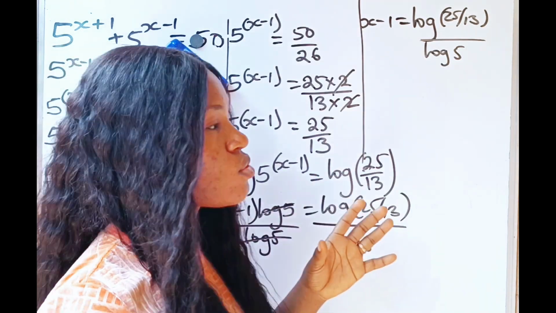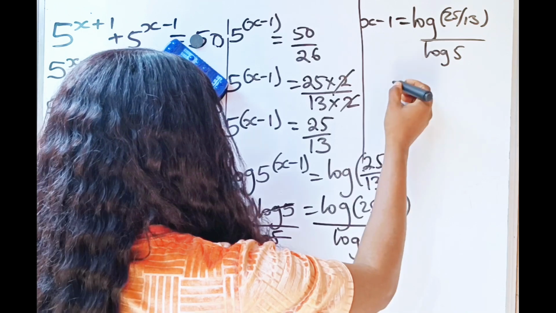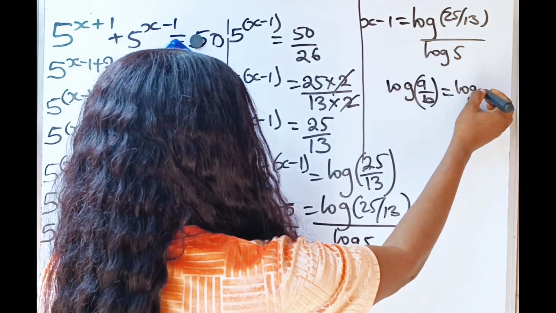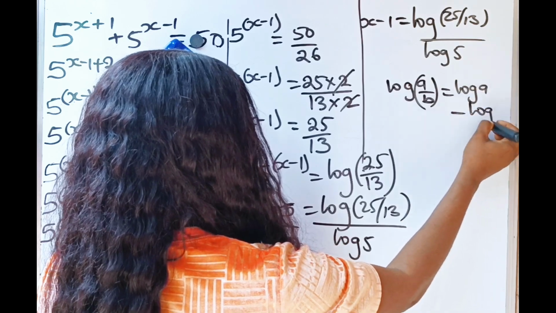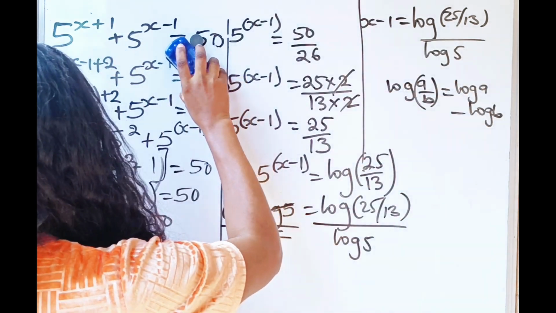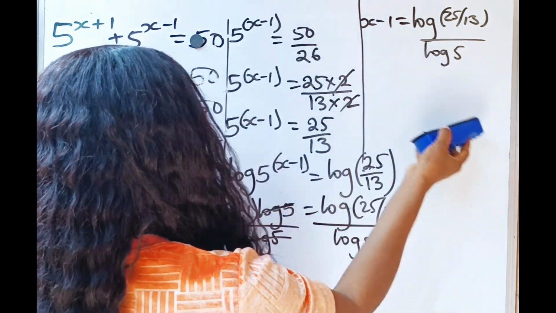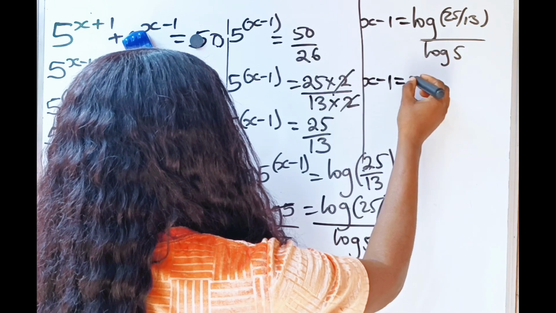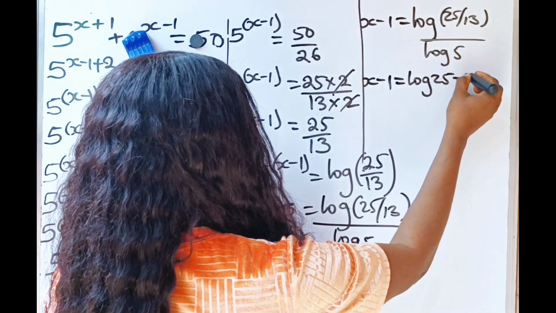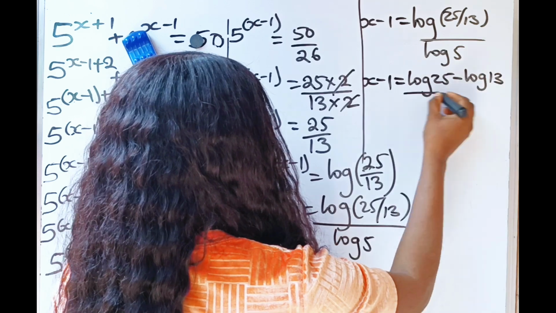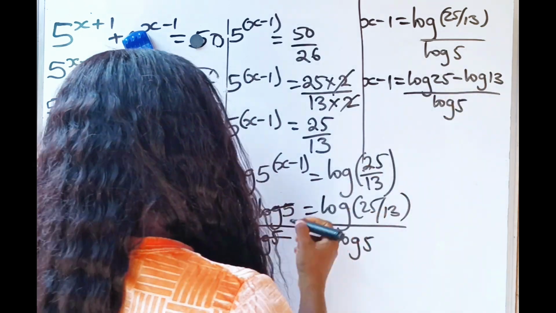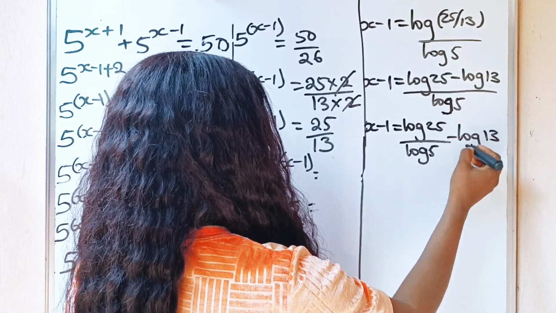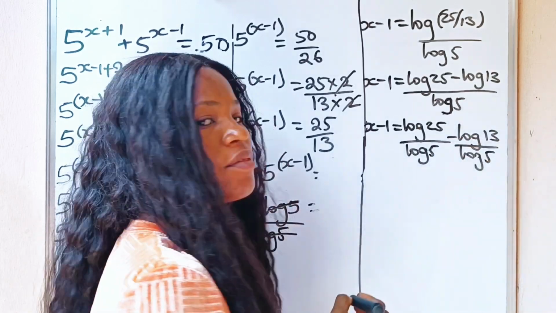At this point I want us to recall the laws of logarithm, the one that states that log a divided by b is equal to log a minus log b. So we are going to apply that law here. So we are going to have x minus 1 is equal to log 25 minus log 13, everything divided by log 5. That is log 25 divided by log 5 minus log 13 divided by log 5.